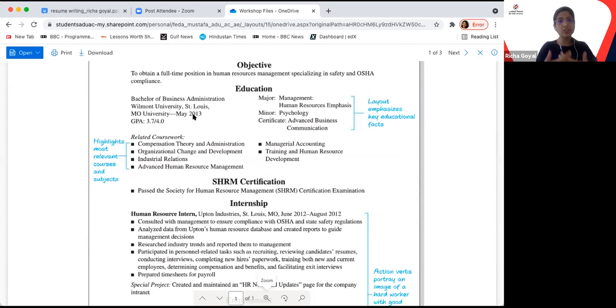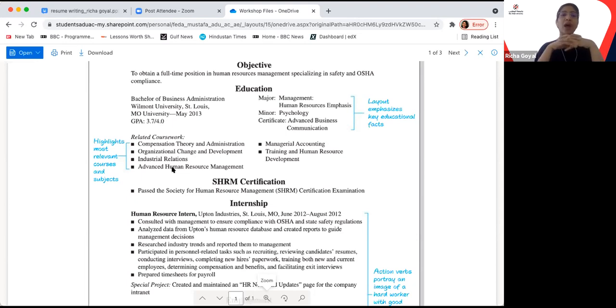If you are expecting to complete, you can always say anticipated date of completion. So if you haven't completed the degree, if you're still pursuing a degree, you still have to put a date. If you're in 21 and you feel that you'll complete the degree by 22, that is what you have to put as anticipated date of completion. Apart from your degree, major, minor, name of the university, place of the university, date of completion, you also have to put your GPA and related coursework.